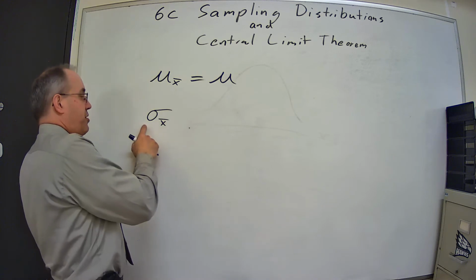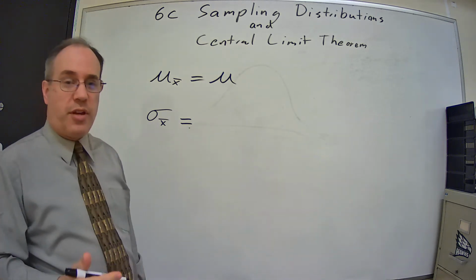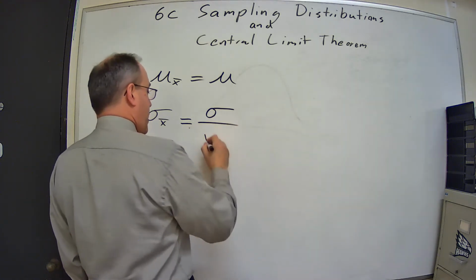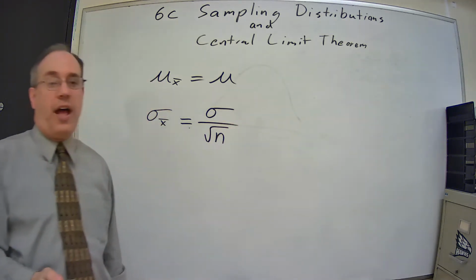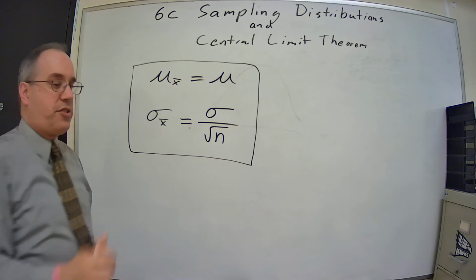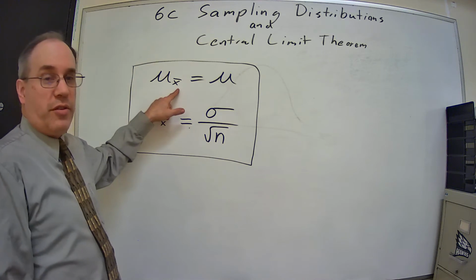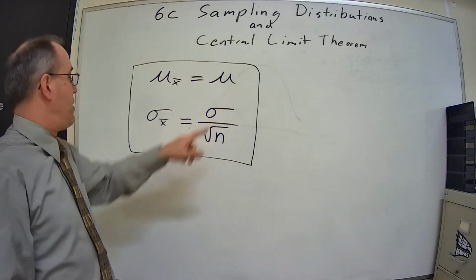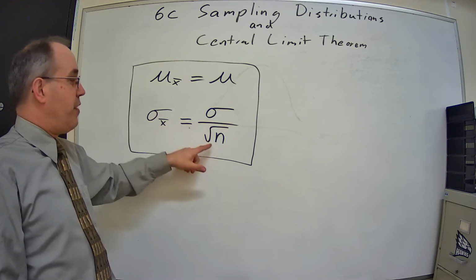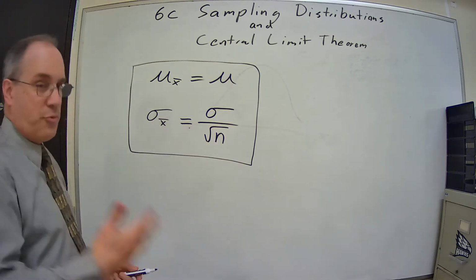If I take the standard deviation of all the sample means, central limit theorem tells me that I will get the population standard deviation divided by the square root of n, the sample size. So this right here is what central limit theorem tells me. The population mean of the sample means is equal to the population mean. The population standard deviation of the sample means is equal to the population standard deviation divided by the square root of n, where n is the sample size, as we've used in the past.